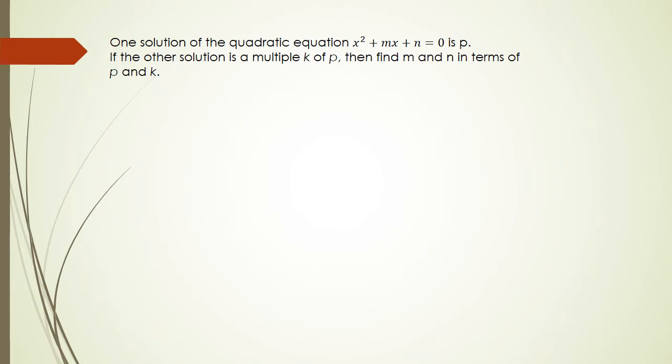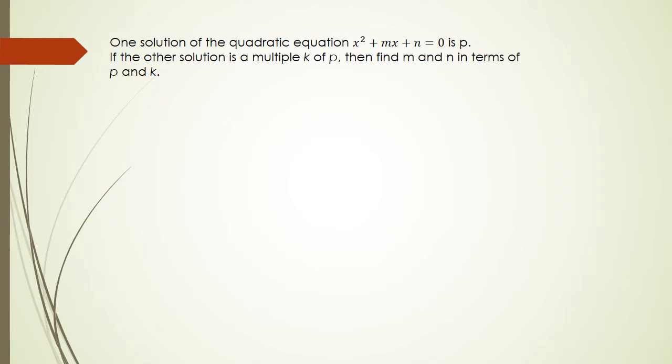All right, so what we have is a quadratic equation that looks quite ugly, but what we do know is one of the solutions is P. The next part of this question says if the other solution is a multiple k of P, then find M in terms of P and K.